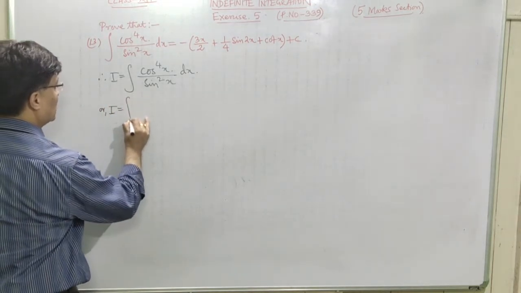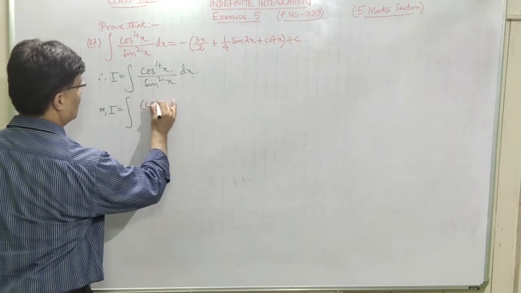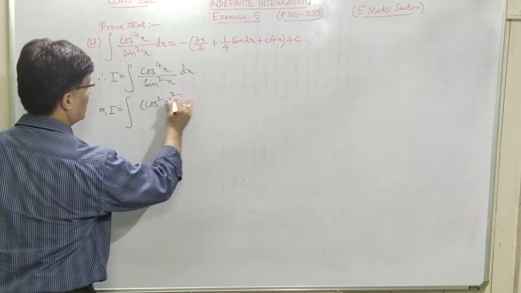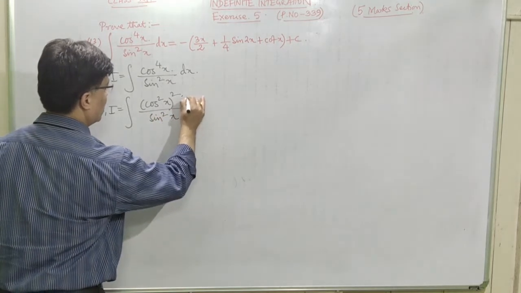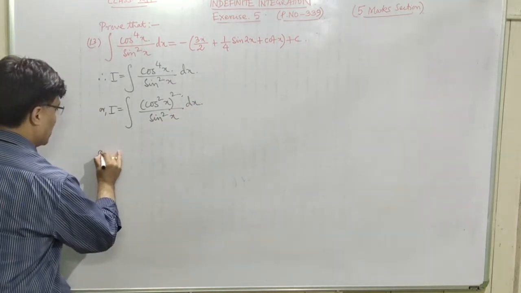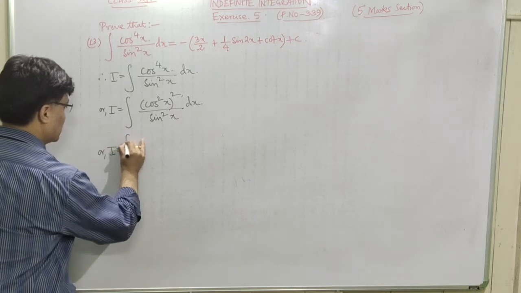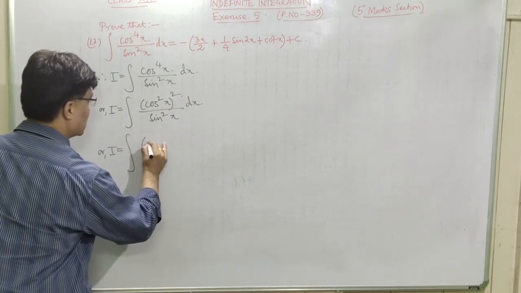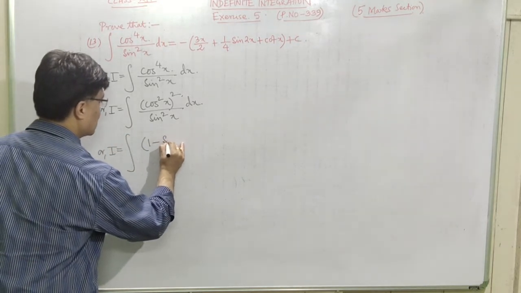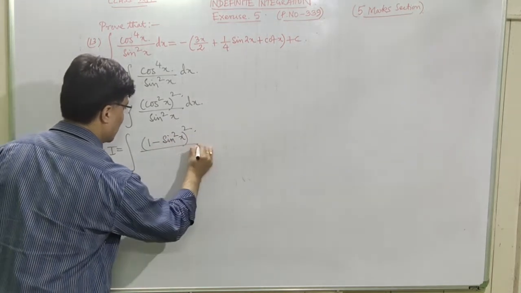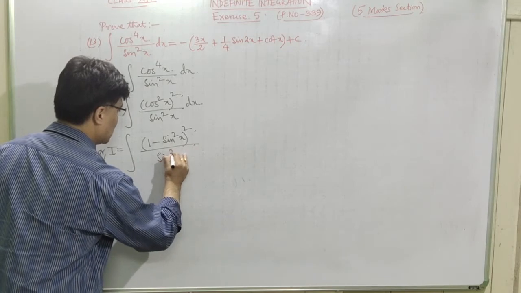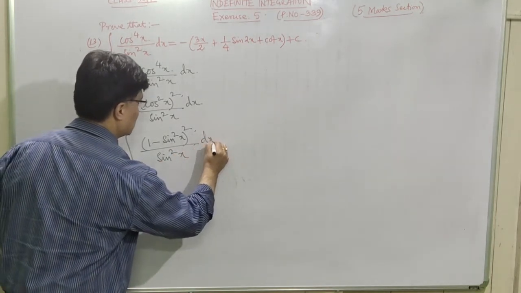I is equal to integration of, you can write here, (cos square x) whole square divided by sin square x dx, or I is equal to integration of, now what is cos square x? (1 minus sin square x) whole square divided by sin square x dx.